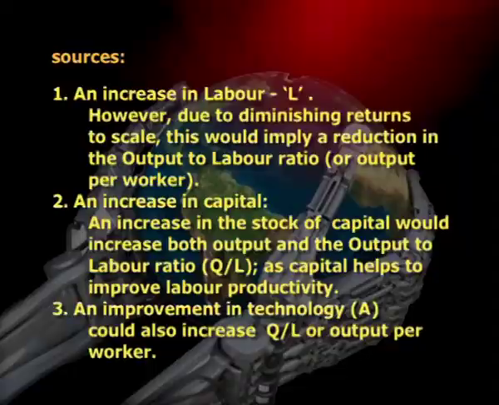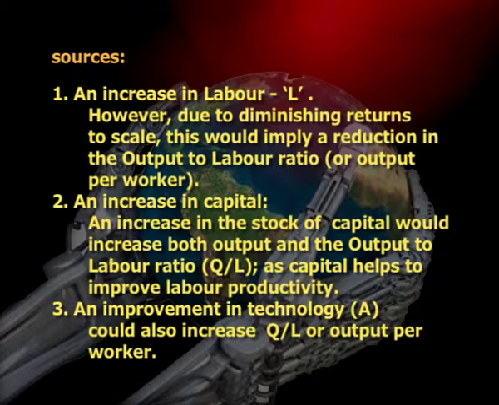R.M. Solow's model of growth developed as an alternative to the Harrod-Domar model. Solow's model is based on diminishing returns to individual factors of production. Solow noted that any increase in quantity produced could come from one of three sources. First, an increase in labor L. However, due to diminishing returns to scale, this would imply a reduction in the output to labor ratio or the output per worker.